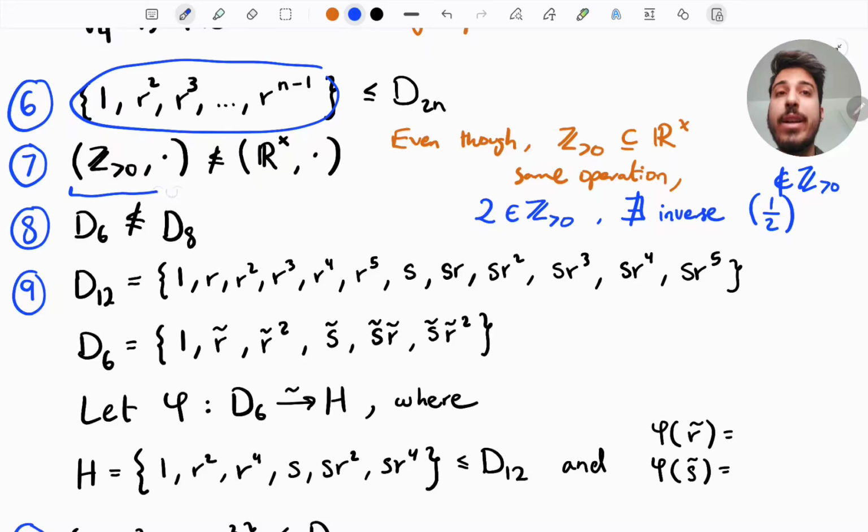So if this is not a group in the first place, then definitely it cannot be a subgroup. It makes sense. Every subgroup is a group in its own right.